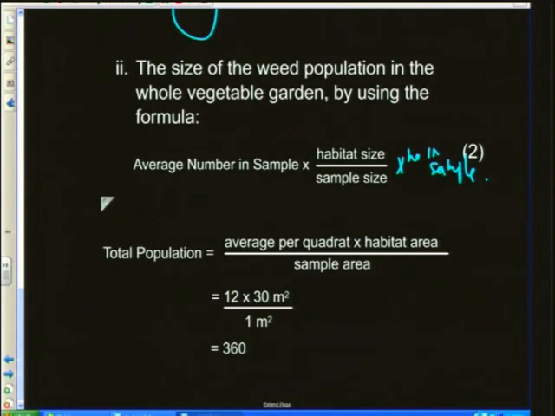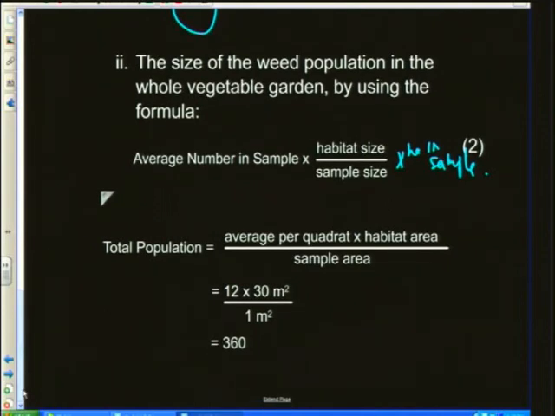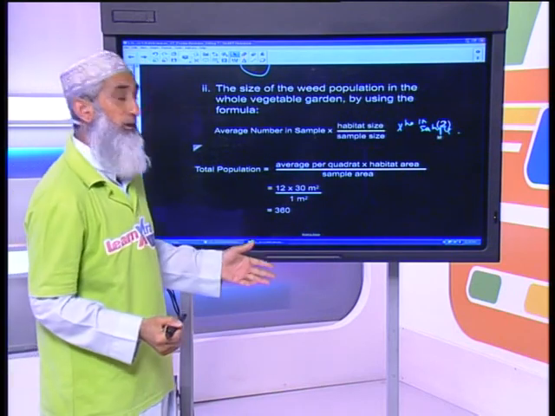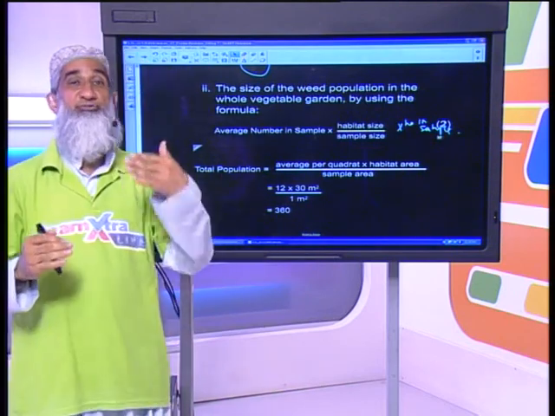And that would be your story there: average per quadrat times habitat. They're using the average here, remember? Well, they've put it on that side, so we take that out. And you have that 12 times 30 over 1 equals 360. 12 times 3 is 36, there's a 0, 360 divided by 1. So therefore, you get an answer of 360.